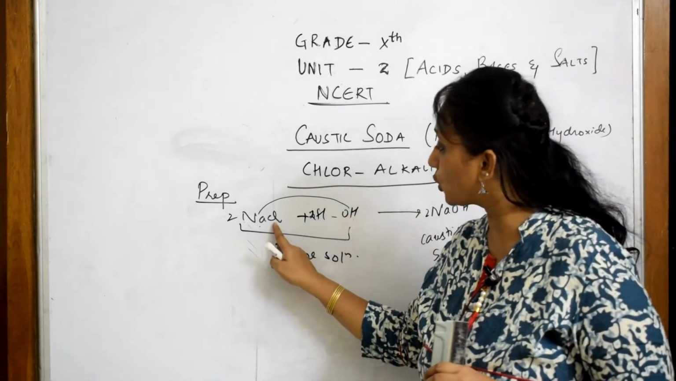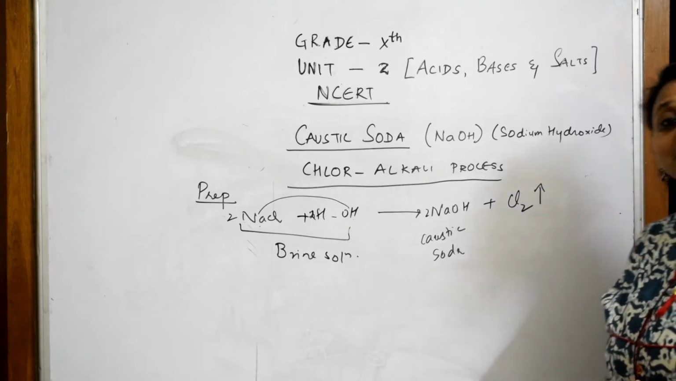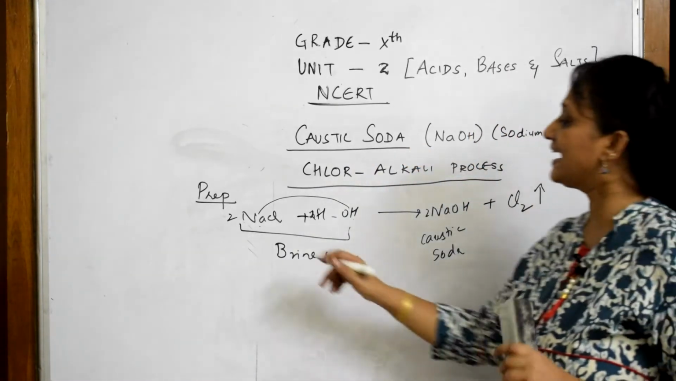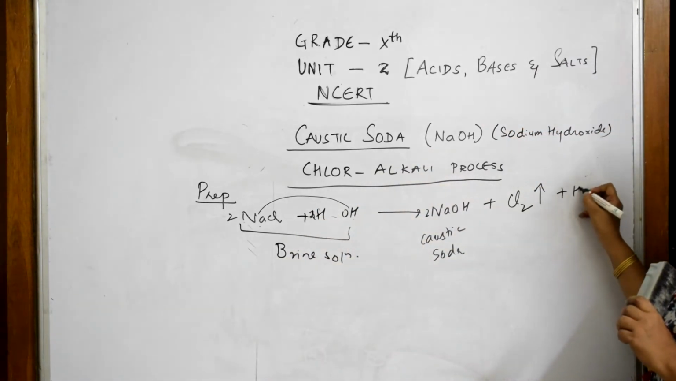What is left? Chlorine 2 is there. That means that chlorine 2 comes out as chlorine gas, a very important compound that I'll be using further. And the leftover hydrogen, whatever is there, comes out as hydrogen gas.